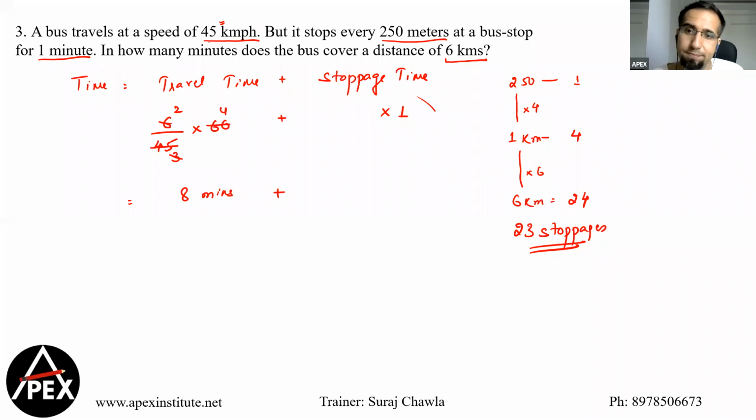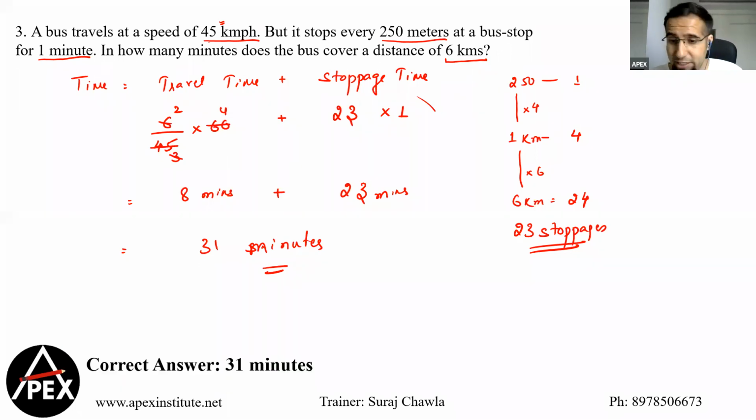That's your destination. Clear? So therefore, you have 23 stoppages and at each stoppage you are stopping for 1 minute, and therefore the total stoppage time is equal to 23 minutes. And that's why I told you there's a trap in this question. And the total time for which the bus has been traveling and stopping is 31 minutes. 32 is a commonly seen answer, which is wrong. Okay. Let's move to the next question, guys.